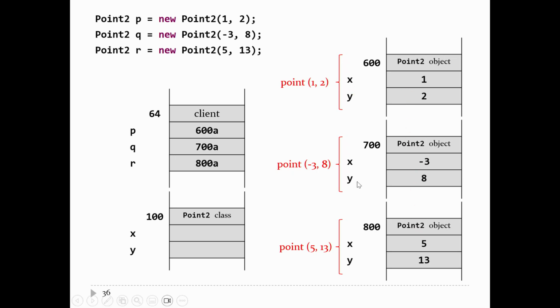They all have their own x and y coordinate, so they all have their own independent state. If you ask that point what its x coordinate is, it'll tell you 1. If you ask this point what its y coordinate is, it'll tell you 8, and so on and so forth. If you change the x and y coordinates of the third point, the other 2 points are unaffected.